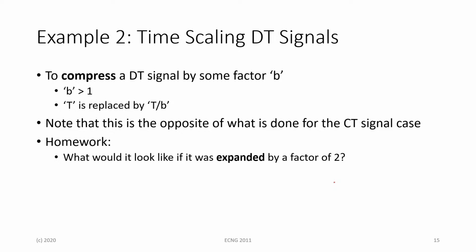Alright, so for homework, what I'd like you guys to do is to take that same discretized time signal and expand it by a factor of 2 instead. And what you'll observe is that instead of it going from n being from -3 to +3, it should go from -6 to +6 accordingly.